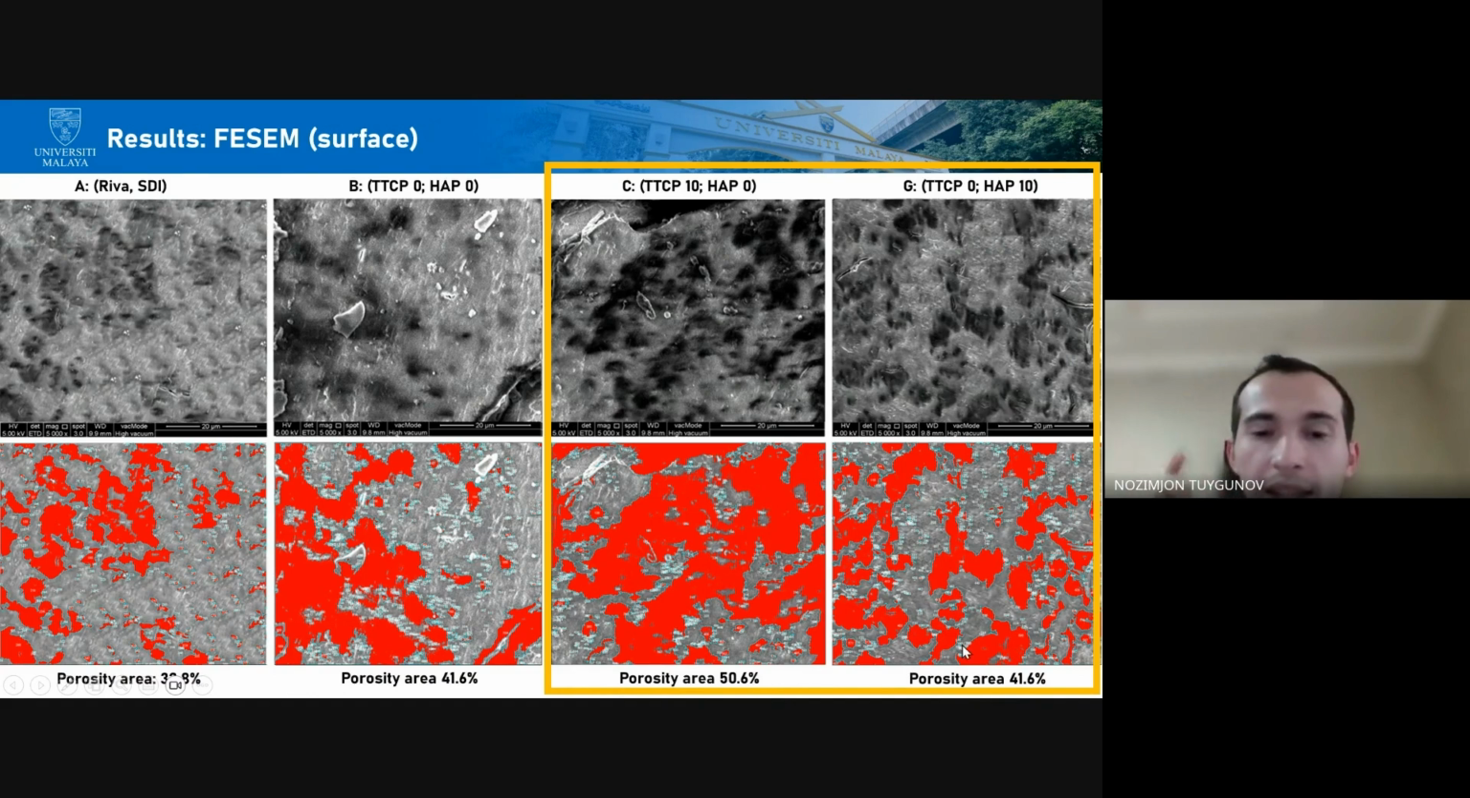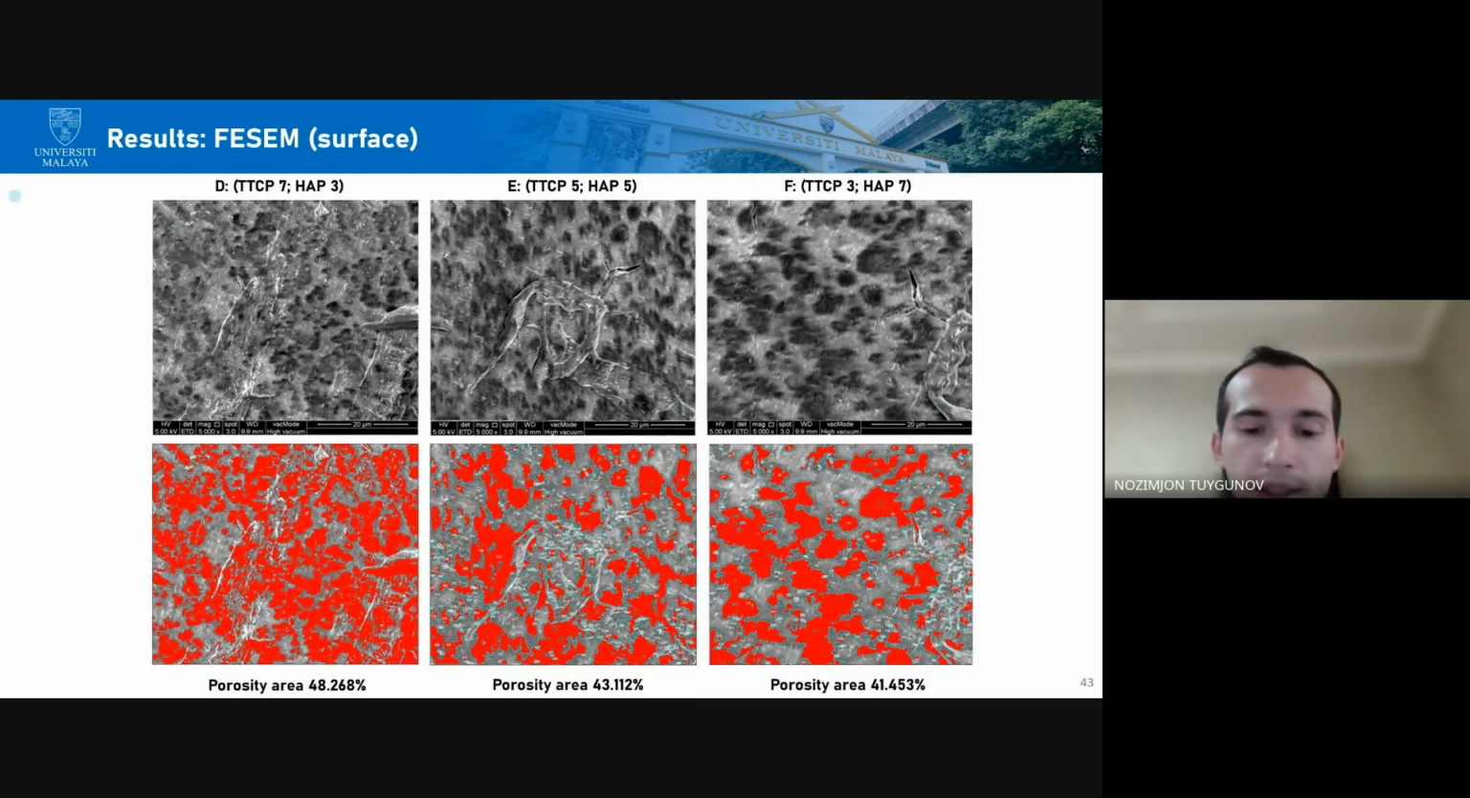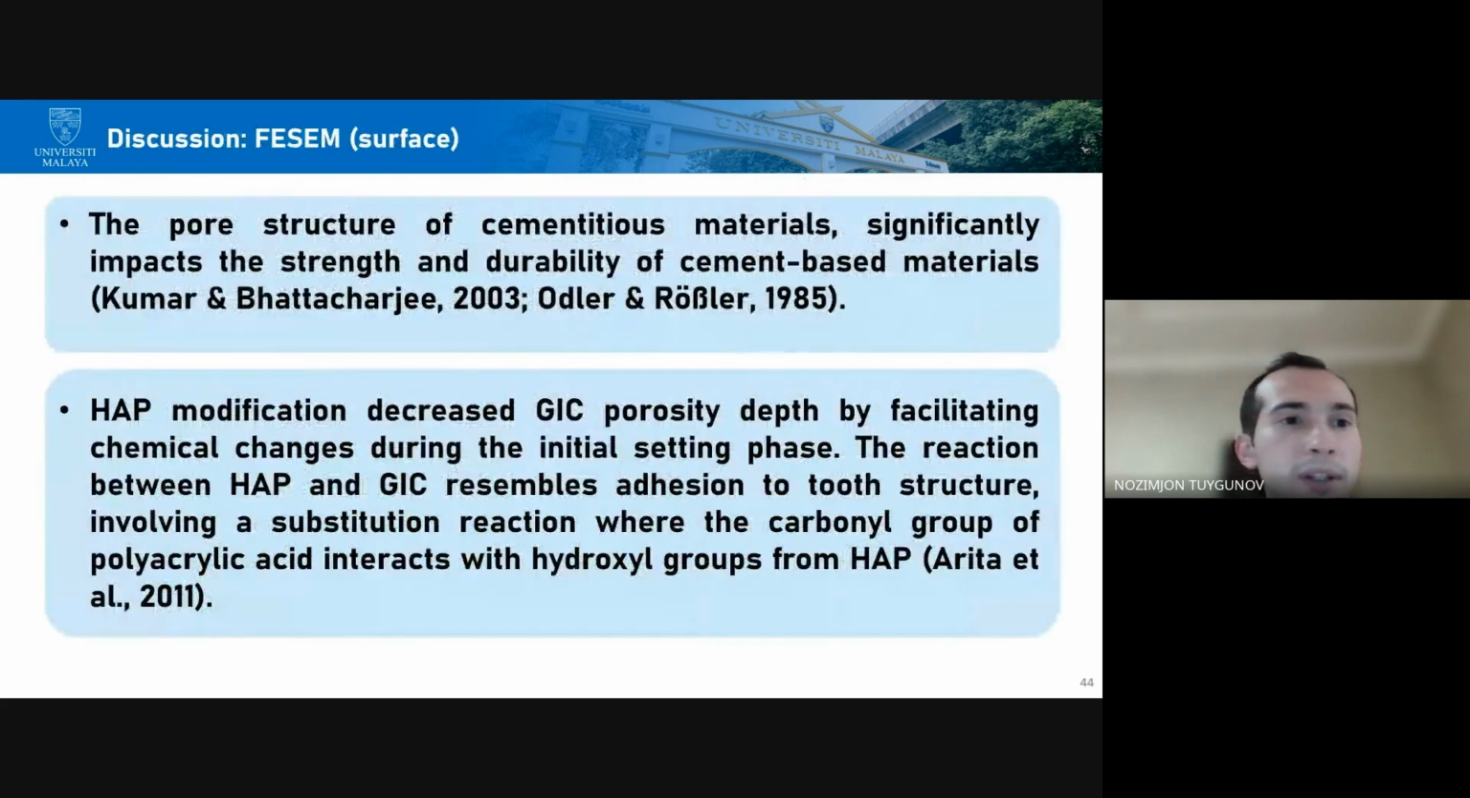So porosity can be easily connected with the compressive strength analysis of our material. When porosity is higher, the mechanical strength of our material decreases rapidly. Here we can see the results of the porosity in different groups as well.